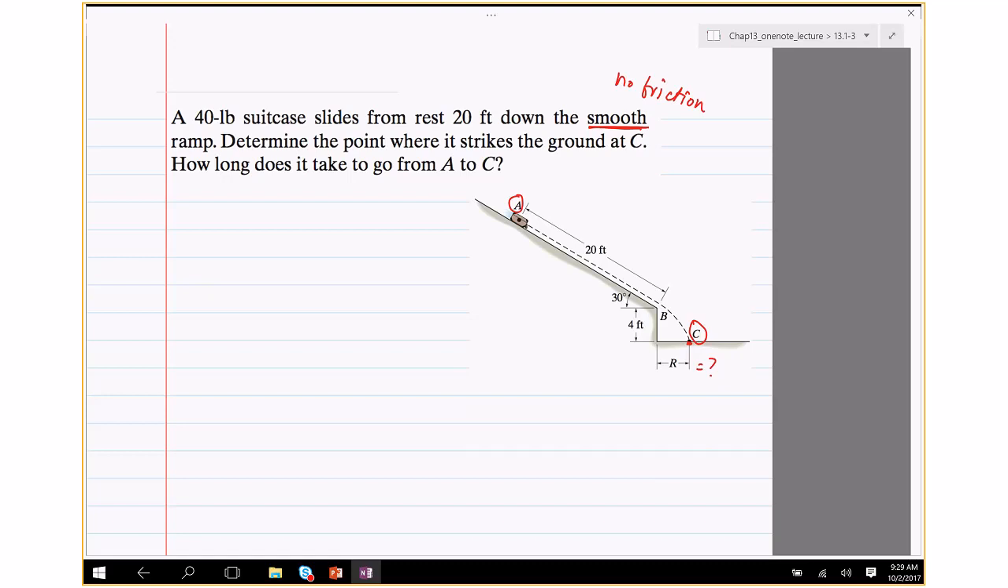What I need to do now is to analyze the motion from A to B. So I'm going to try to find, let's see, what do I have to find? I have to find the time it takes from A to C. So I'm going to find the time it takes from A to B, and then I'm going to find the time it takes from B to C by breaking down the problem into two parts.